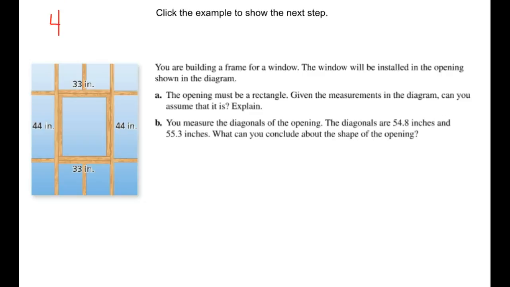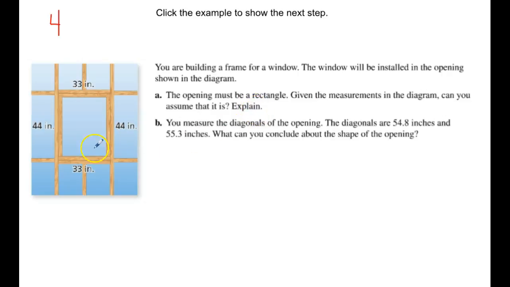This is example 4 in your book. So let's look here. You are building a frame for a window. The window will be installed in the opening shown in the diagram. The opening, let's look at part A. The opening must be a rectangle. Given the measurements in the diagram, can you assume that it is?